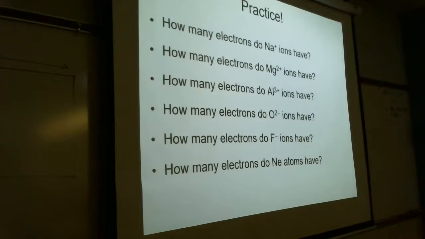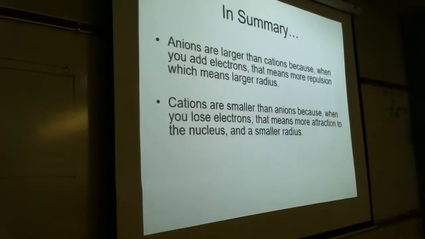So if we do this one together, Na+, how many electrons is that going to have? 10. Mg2+, how many electrons is that going to have? 10. Aluminum ion, 10, 10, 10, 10. All of those have the same number of electrons. They're isoelectronic. So this is what we just said: anions are larger than their parents, and cations are smaller than their parents.